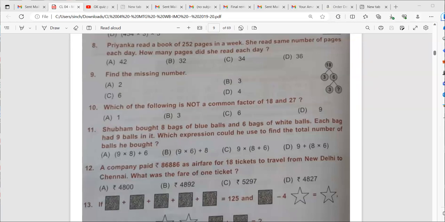Udit, number 10 is correct, beta. Number 11 is again wrong, beta. Shuok, see, how many bags did Shubham bring, beta? Can you tell me? Ma'am, 8 bags of blue balls and 6 bags of white balls. If you need to find the total number of bags, what will you do? Ma'am, first I will multiply 8 into 9 and after that I will multiply 6 into 9. So I will get 72 and 54. And after that, I will add that.